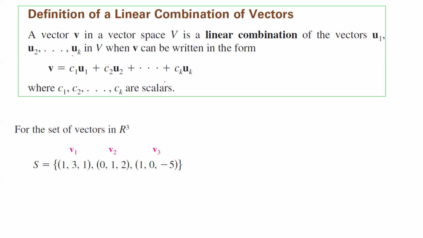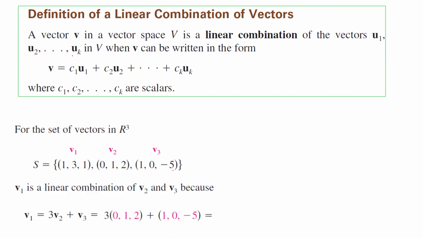For the set of vectors S in the space, the very first vector is (1, 3, 1). The second vector is (0, 1, 2). The third vector is (1, 0, -5). V1 is a linear combination of V2 and V3. Why? By inspection, V1 can be written as 3 times V2 plus V3. So this is pure inspection.